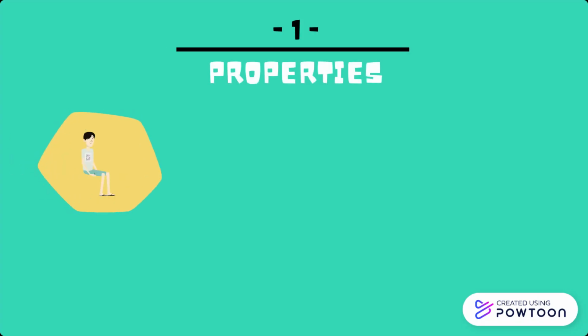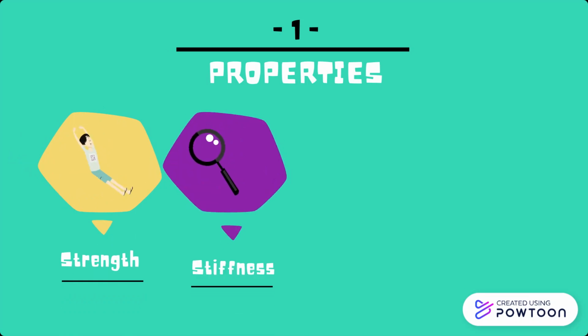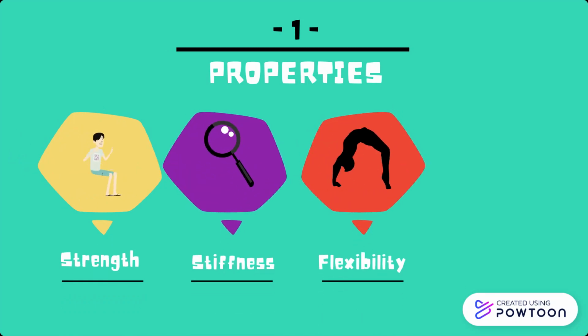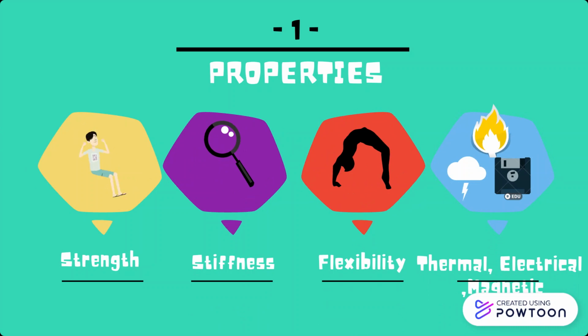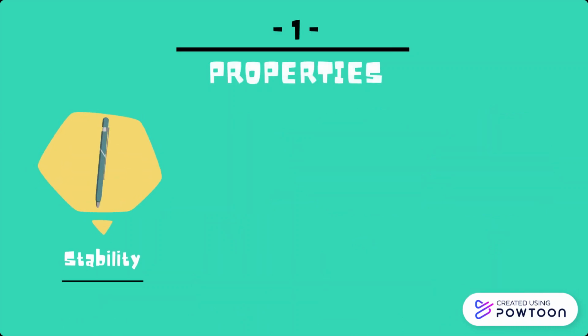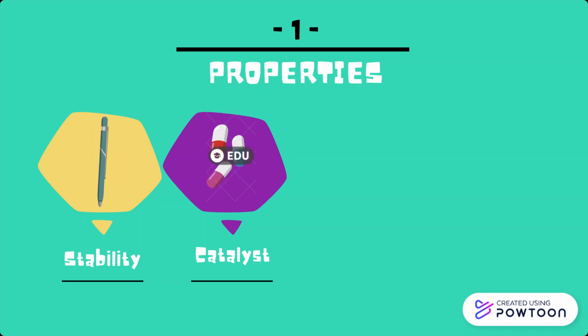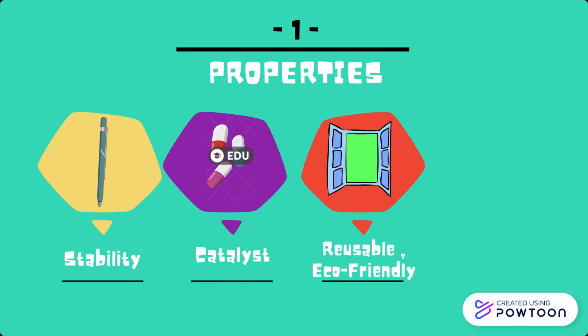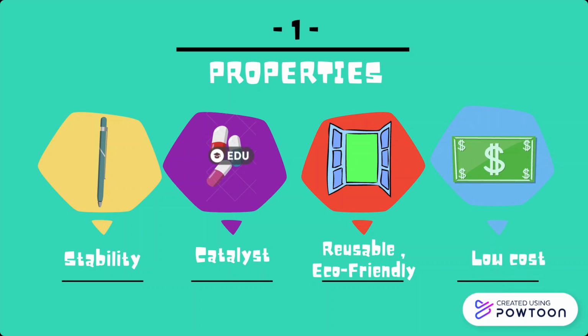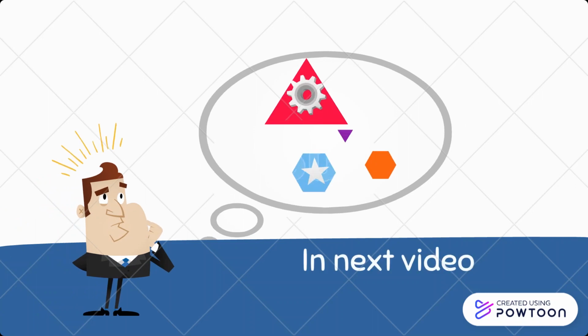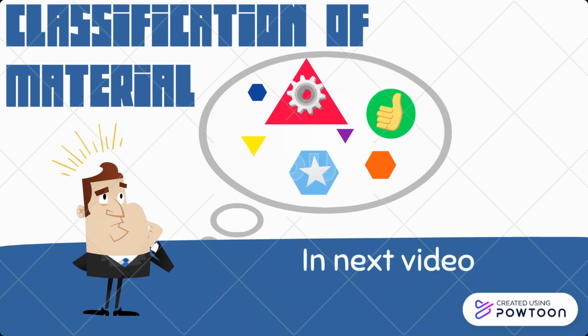That is, strength, stiffness, flexibility, thermal, electrical and magnetic properties, stability, catalyst, acidic or basic, reusable and eco-friendly, and the most important, low cost. In the next video, we will talk about materials classification.